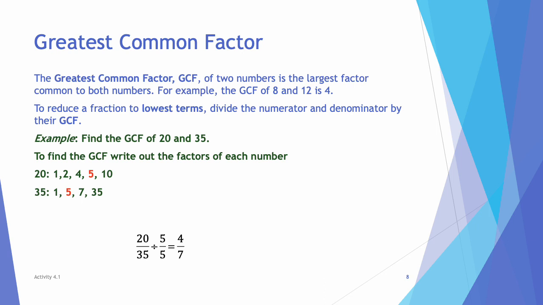For example, we want to find the greatest common factor between 20 and 35. To do that, we write out the factors of each number. The factors of 20 are 1, 2, 4, 5, 10, and 20. The factors of 35 are 1, 5, 7, and 35. The factor they have in common, the greatest one, is the number 5. So we divide the numerator and denominator by 5. 20 divided by 5 is 4, and 35 divided by 5 is 7. So 20 over 35, written in lowest terms, is 4 over 7.